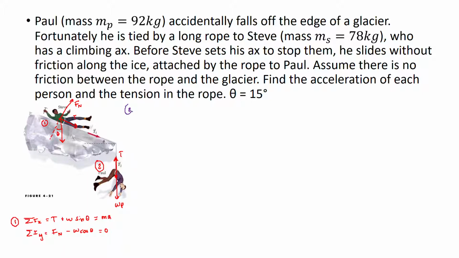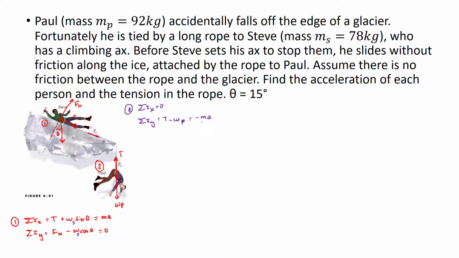Then we're gonna write it for number 2. There are no forces in x, so we can just say that the sum of all the forces in x is gonna be 0. And let's write now all the forces in y: it's gonna be the tension minus the weight of Paul, and this is gonna go down. So this is gonna be minus mass times acceleration. It's negative because it's going down.